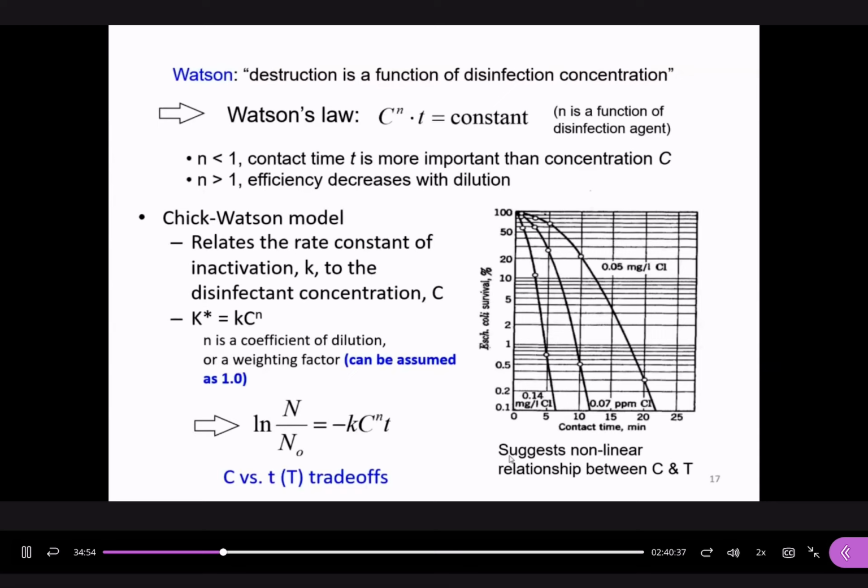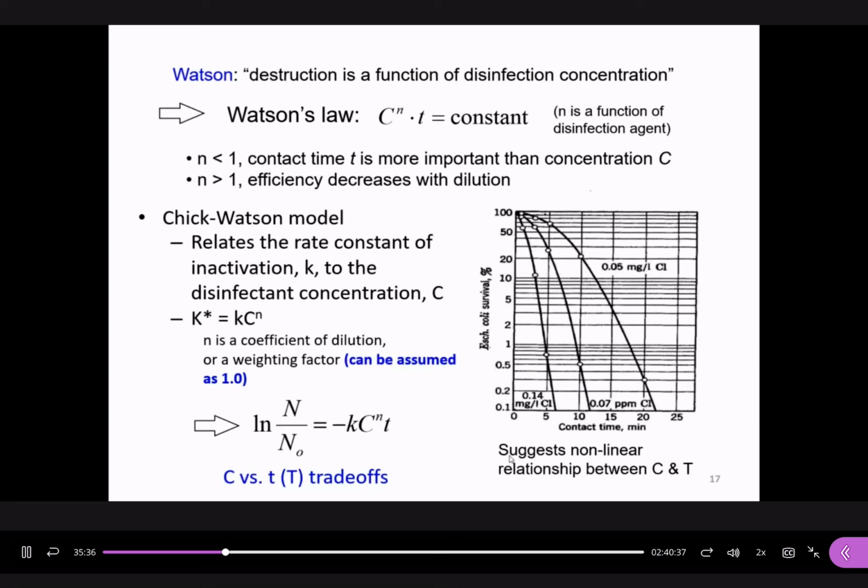So this is one example. The y-axis is E. coli survival, and the x-axis is contact time. What is contact time? Literally, the contact time between the disinfectant and the microorganism. In reality, what is that?